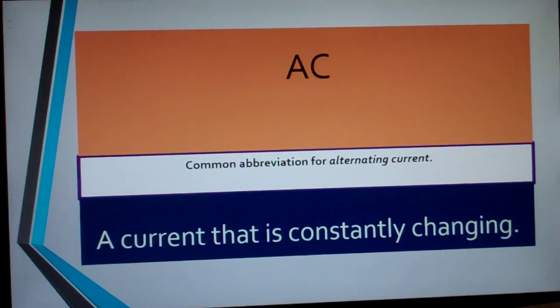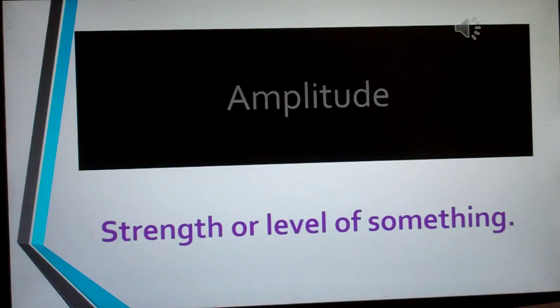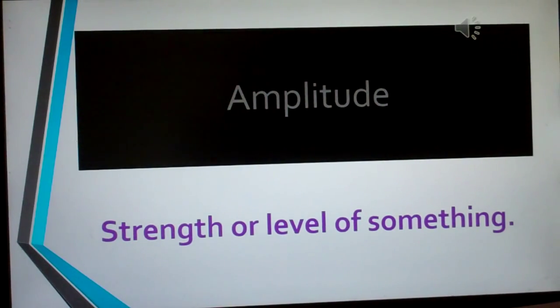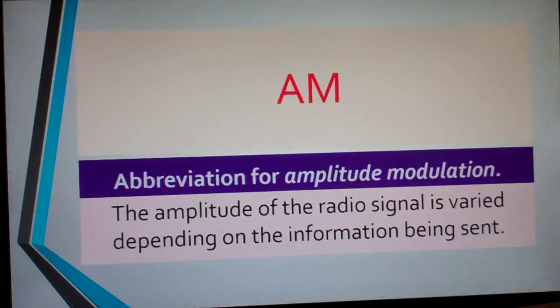AC, common abbreviation for alternating current. A current that is constantly changing. Amplitude, strength or level of something. AM, abbreviation for amplitude modulation. The amplitude of the radio signal is varied depending on the information being sent.